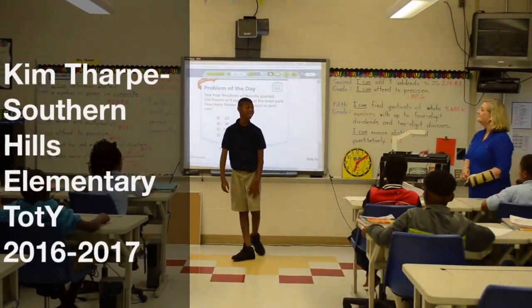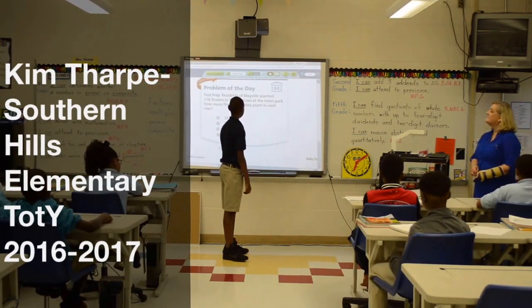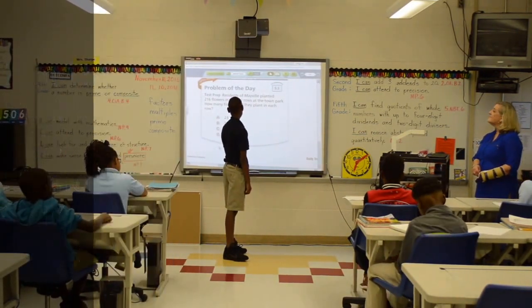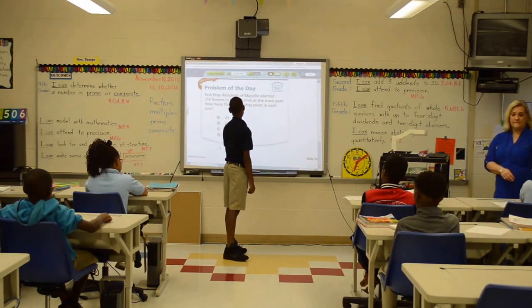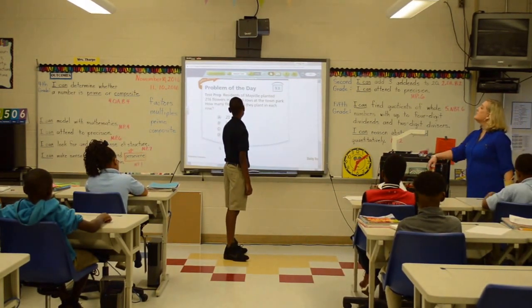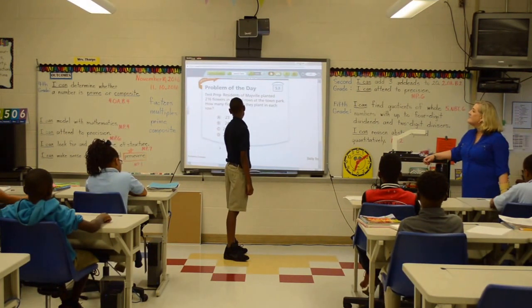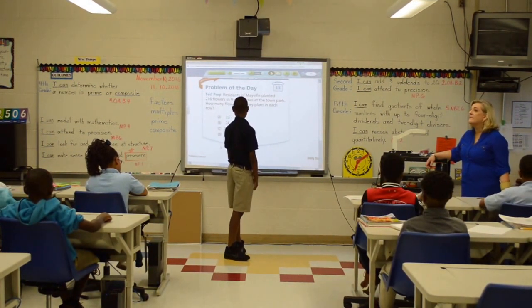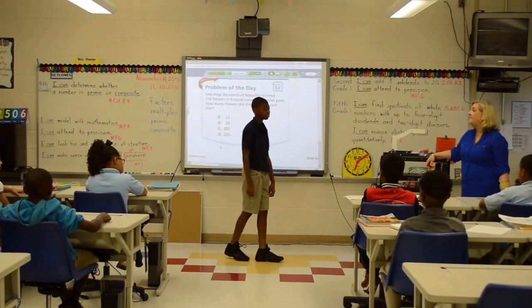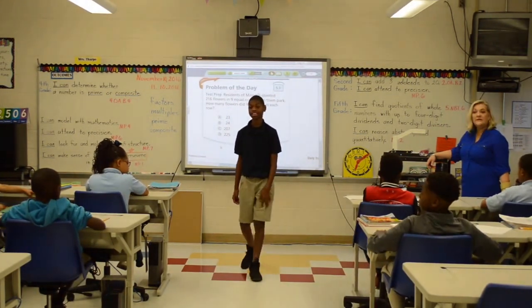Residents of Mayville planted 216 flowers in 9 equal rows at the town park. How many flowers did they plant in each row? A, 23. B, 24. C, 207. D, 25.